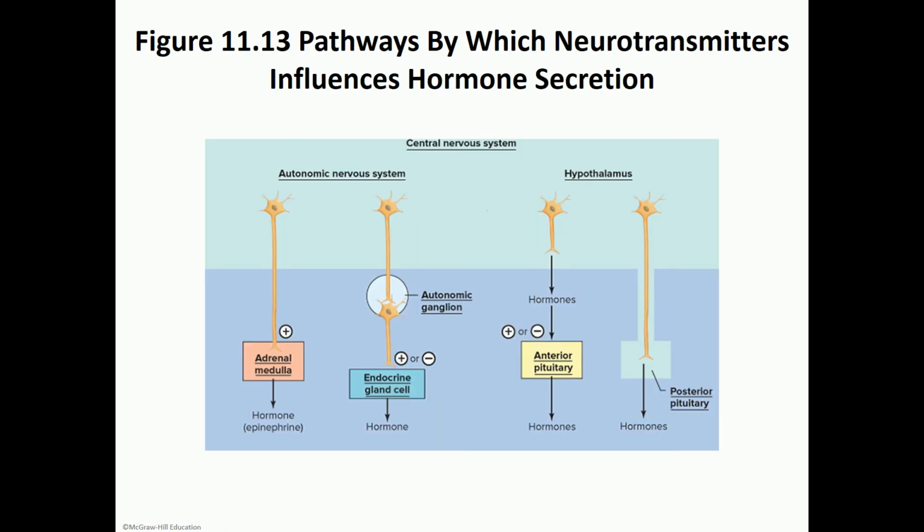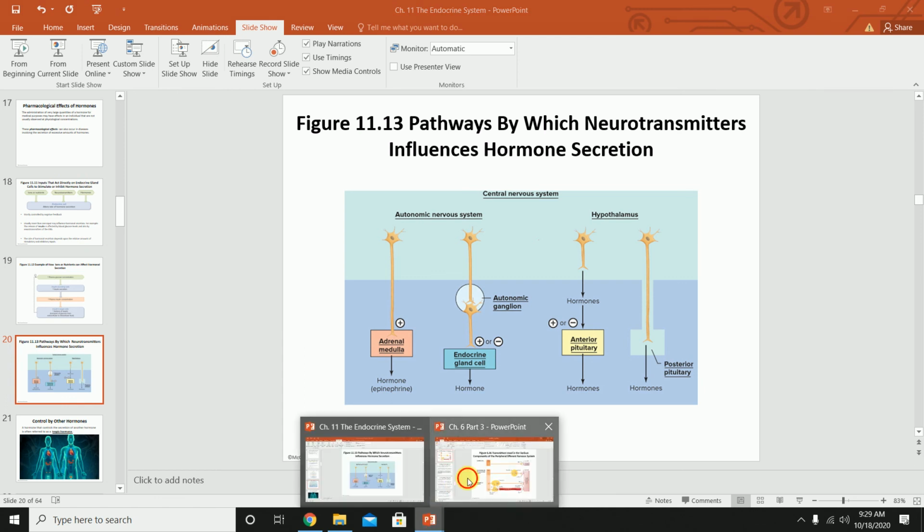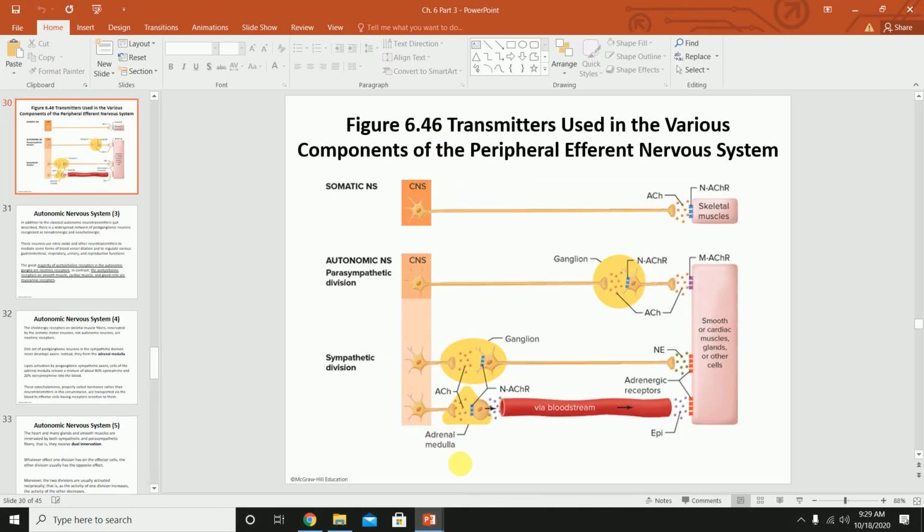Now, pathways by which neurotransmitters influence hormone secretion. How does the nervous system affect the release of hormones? It can either be through the autonomic nervous system, where, remember the adrenal medulla, that is kind of a specialized kind of ganglia, and instead of having a post-ganglionic neuron coming out of it, it will release a hormone known as epinephrine.